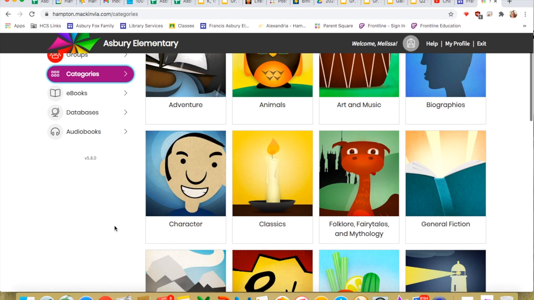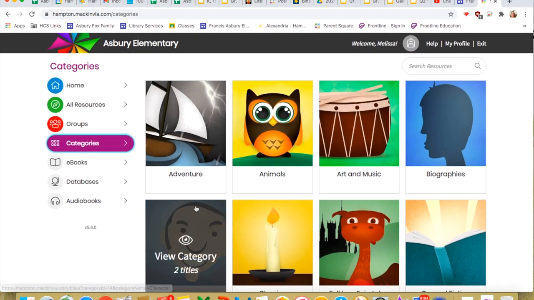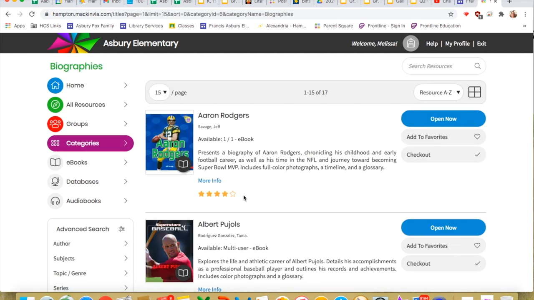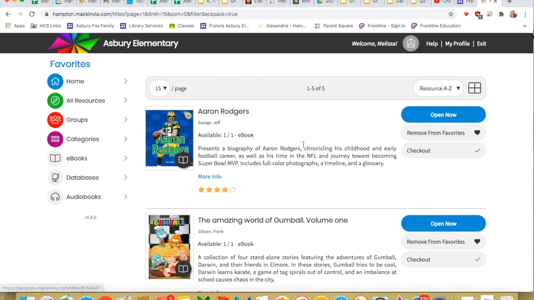But pick one that you like and then pick a book out of one of these categories. So let's say you were interested in biographies and you clicked on biographies. Okay, then let's say you're interested in Aaron Rodgers. So remember how we did this? You could add it to your favorites. And then when you go up here to look in your backpack under favorites, I'll find them under there.